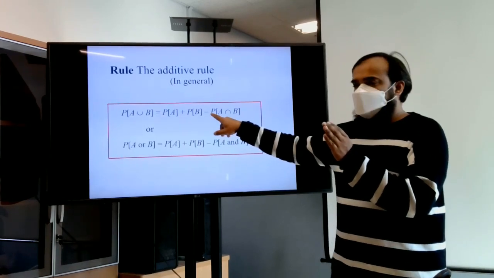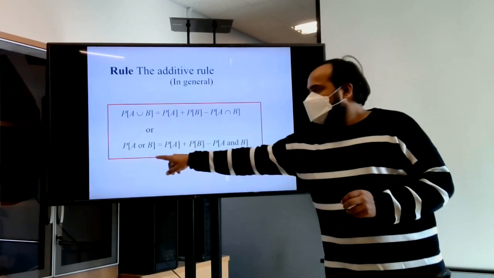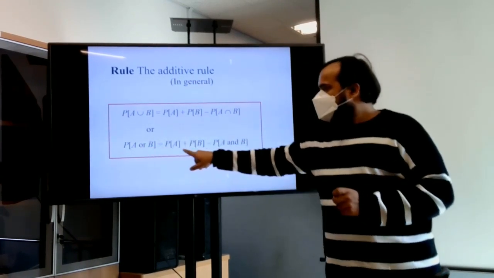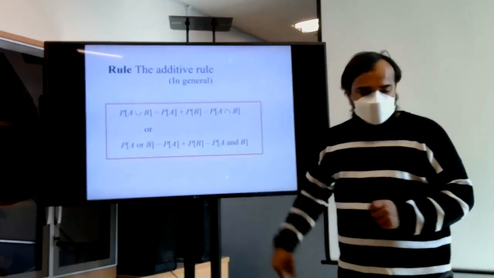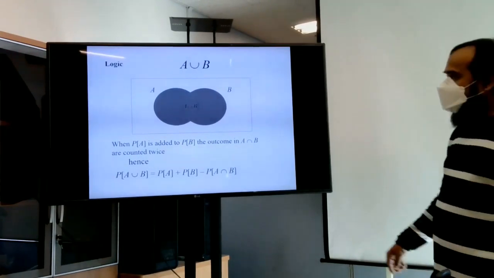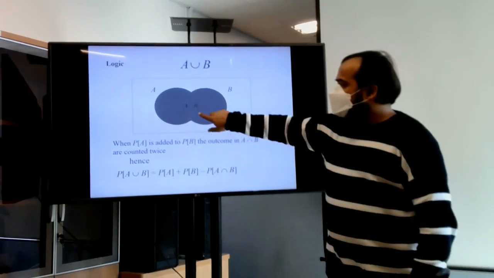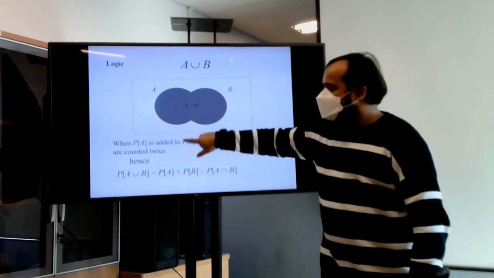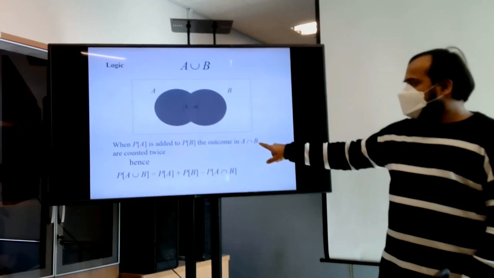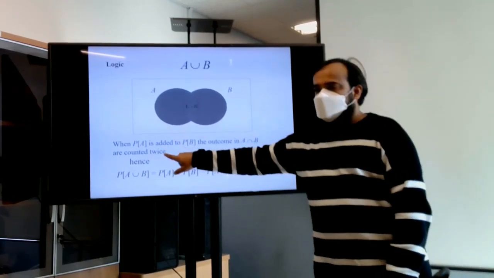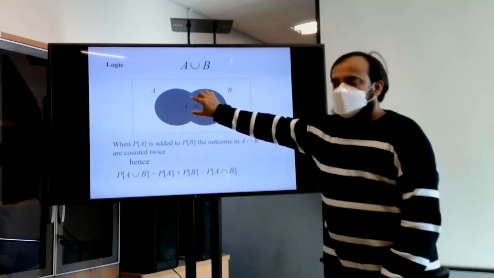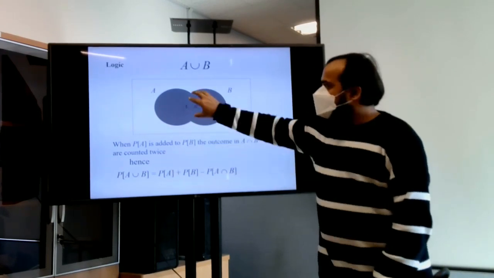We have to subtract this, and then the probability of A or B equals to this. Suppose these two sets have a common part. Then when A is added to B, the outcomes in A intersection B are counted twice. This part is counted twice, hence we subtract this part.